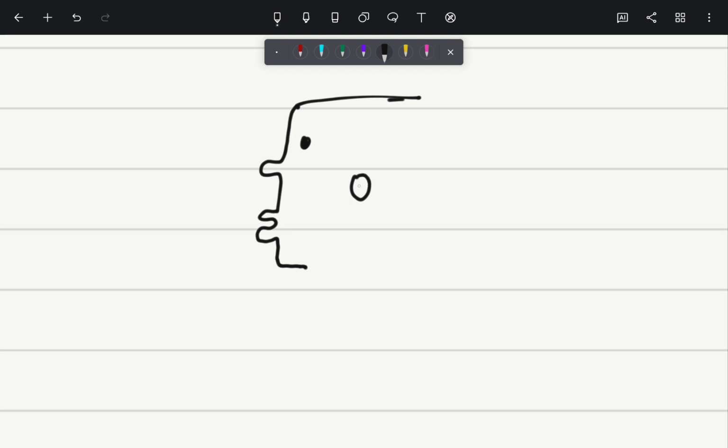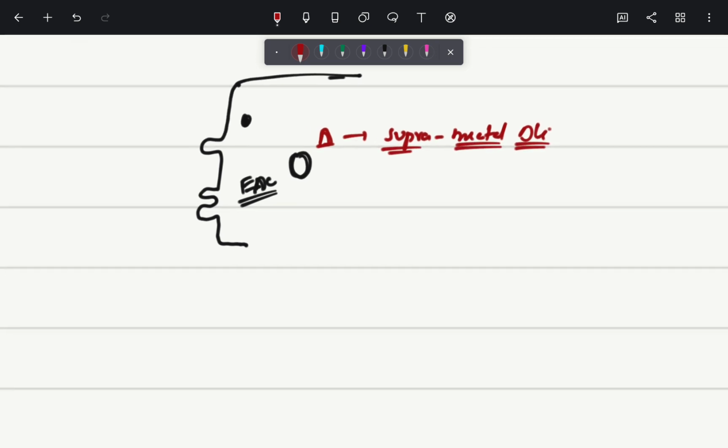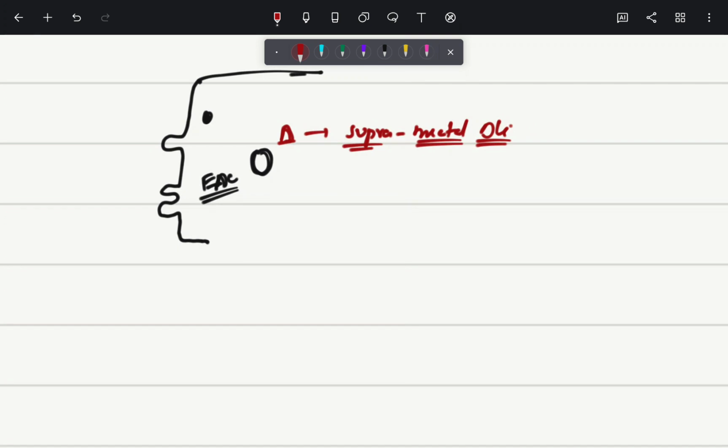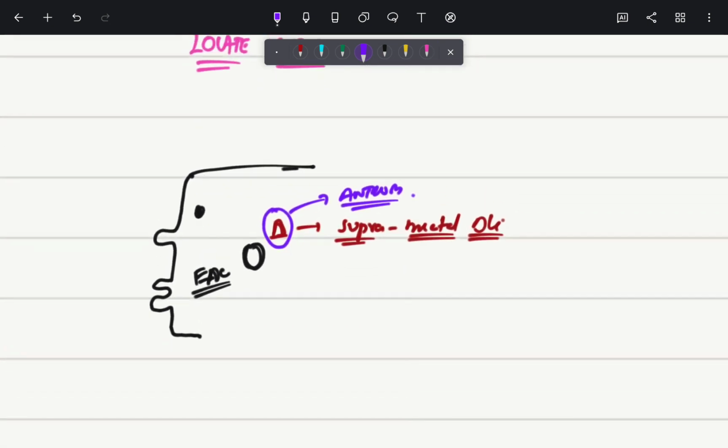So here is your external auditory canal. Behind the external auditory canal there is a triangle, and this triangle is known as your suprameatal triangle. Below the suprameatal triangle we have the antrum. So during the surgery, we look for the suprameatal triangle, and below it itself we have the antrum. That's how we locate this antrum.